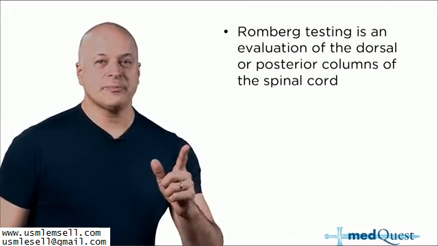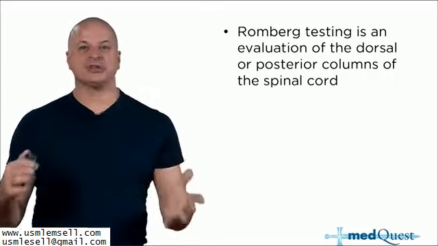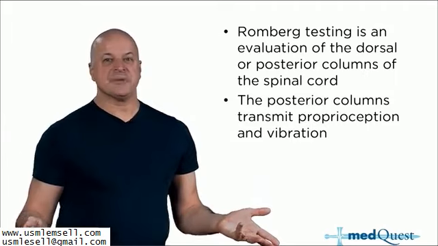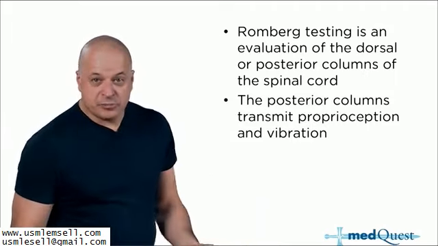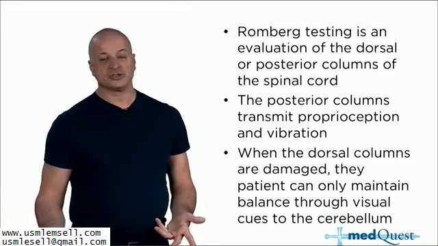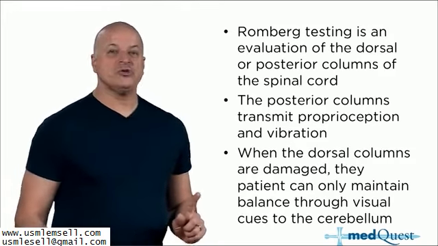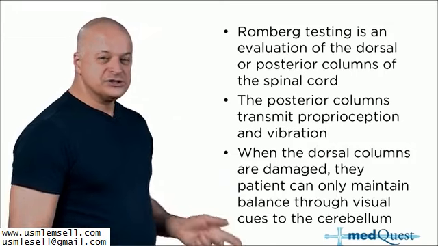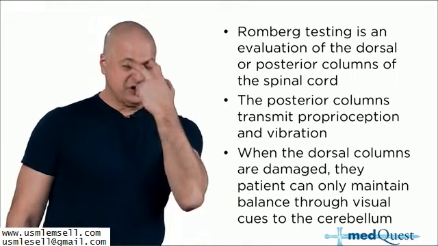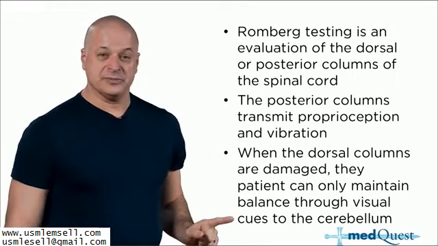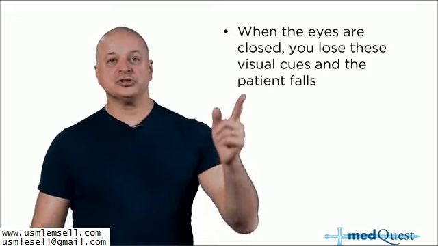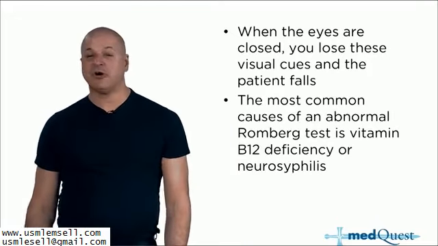So, a Romberg is testing the evaluation of the dorsal columns, the posterior columns of the spinal cord. And the posterior columns transmit proprioception, position, and vibration up the dorsal column. So when you don't have a dorsal column to transmit stuff up to your cerebellum, you're dependent upon visual cues to your cerebellum. Otherwise, you would fall over. When the eyes are closed, you lose these visual cues and the patient falls over.